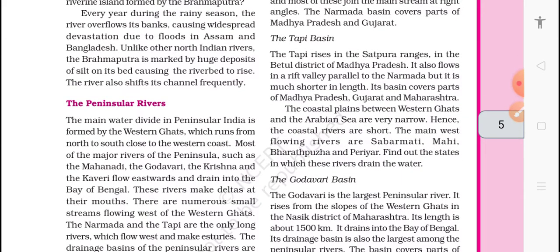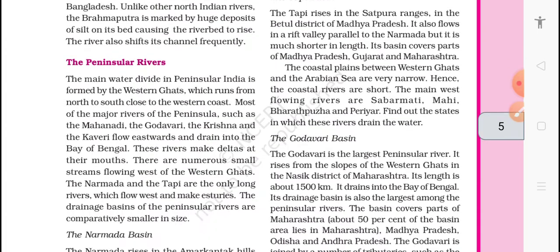The Tapi Basin. The Tapi rises in the Satpura range, in the Betul district of Madhya Pradesh. It flows parallel to the Narmada, but it is much shorter in length. The basin covered by the Tapi River spans Madhya Pradesh, Gujarat, and Maharashtra.